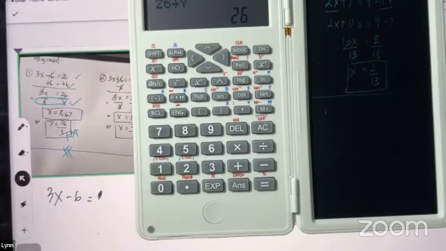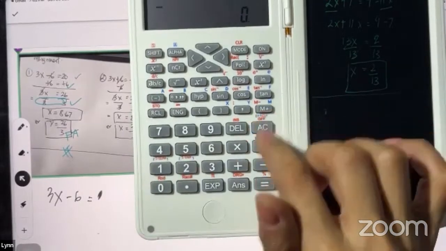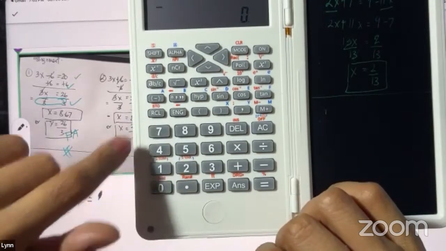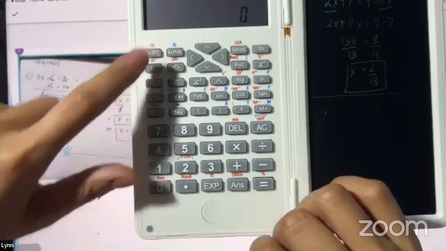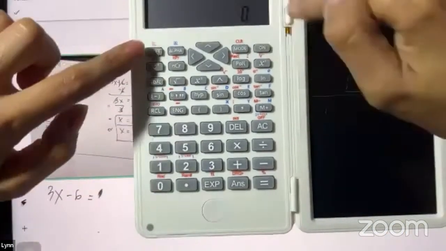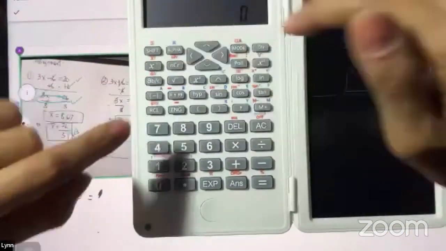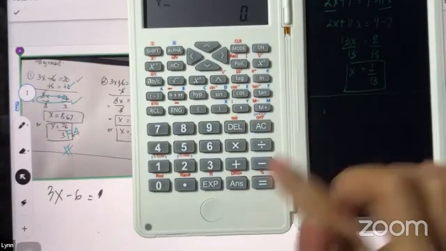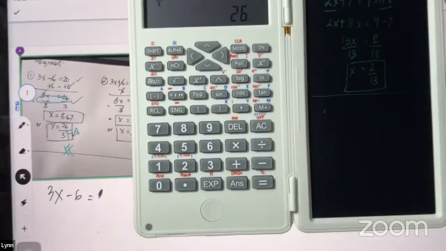I was just demonstrating. You just press AC to reset, and then you can recall your Y immediately. Try to recall your Y. It's going to be alpha, not shift. Alpha, and then Y. And then the equal sign just to check what it is. There you go.